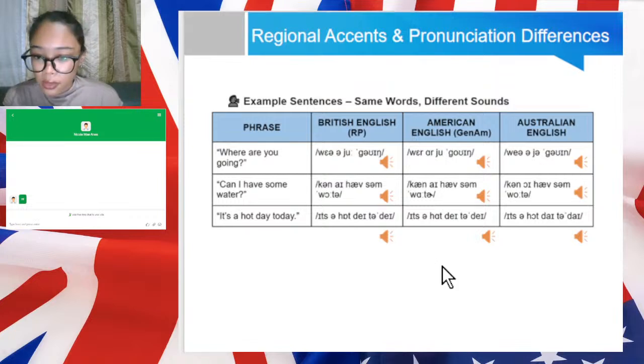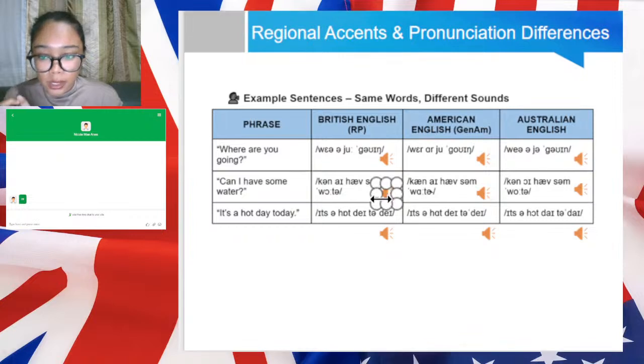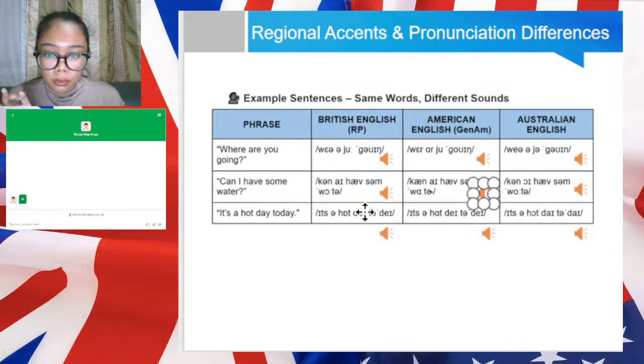That's the differences between the three regional accents for this particular sentence. Let us run it again to clearly identify the differences. Can I have some water? British English.